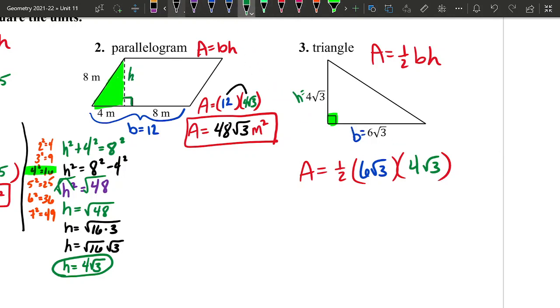All right, so I'm going to need to multiply these together. Just like the end of the last problem, the 6 and the 4, those are like pieces. I can multiply them together. That gives me a 24. Then I have a square root of 3, and I have another square root of 3.